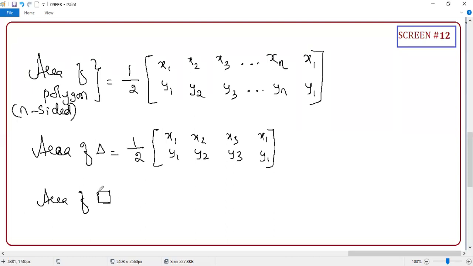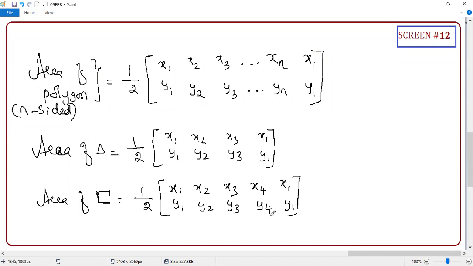Can I write the area of a quadrilateral? A quadrilateral is what? 4 vertices. Can you rearrange? Can you change the formula? x1, y1, x2, y2, x3, y3, x4, y4, then x1, y1 again. Can you write the same formula for a pentagon, hexagon? Right? Any shape you can write, and I said you can apply this practically.